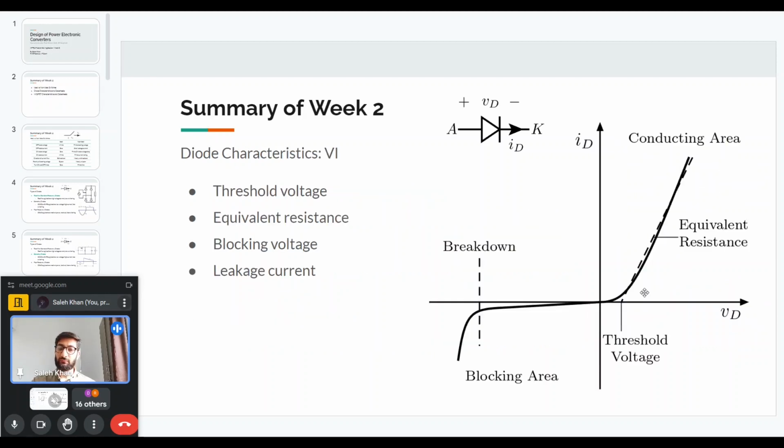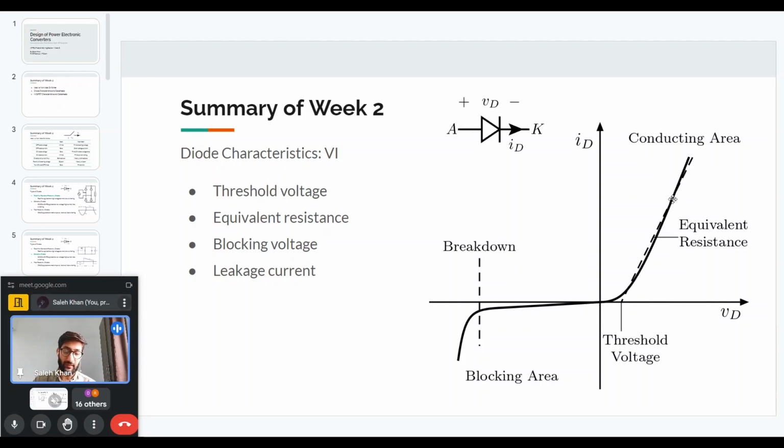Now we can come to some of the diode characteristics. So firstly, we can talk about the VI characteristics. We can start with the conduction mode. When we apply a forward voltage to the diode, once it crosses what is called the threshold voltage, the diode will start to conduct. It will carry the current that is imposed upon it by the circuit. And how it will conduct and what will be the voltage across it while it conducts, that is given in the VI characteristics.